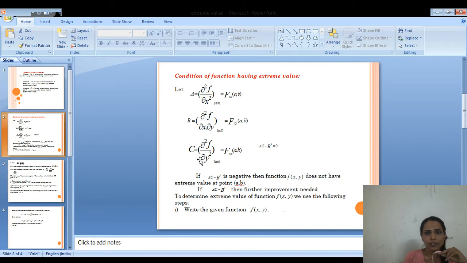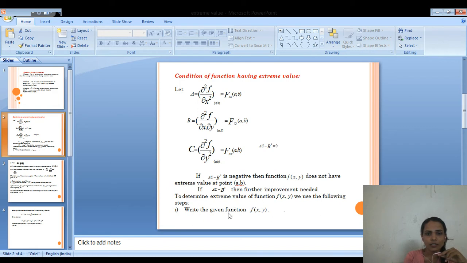Now for this, if AC minus B square is negative, then this function f has no extreme value at that point. It does not have any extreme value at that point. If this AC minus B square is not negative, then you can determine the extreme value of this function at the point (a, b). So for this there are some steps.